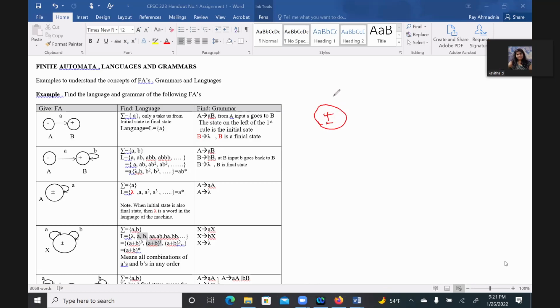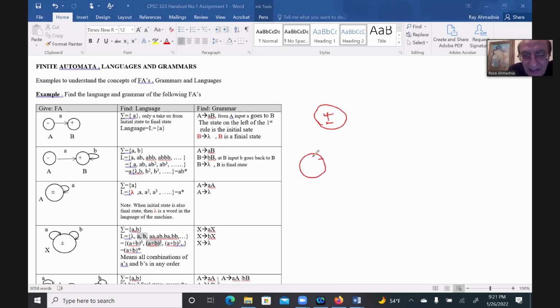Professor, in the second example, the summation is equal to A comma B. Oh, this one here? No, this is the alphabet. Yeah, the alphabet is the input, A or B. What is the alphabet of this one here? It is just A. But the second one and fourth one have the same language, A comma B. I'm a little bit confused with that.